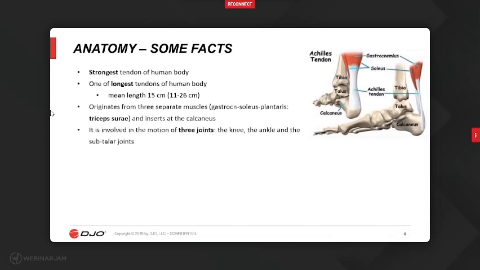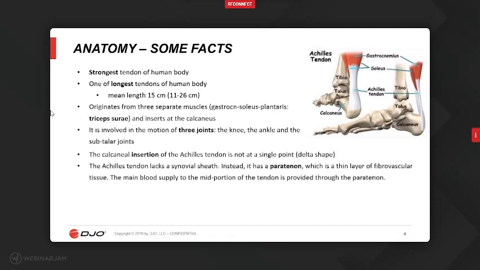It is involved in the motion of 3 joints, the knee, the ankle, and the subtalar joints. And the calcaneal insertion of the Achilles tendon is not a single point, it has a delta shape. Then the Achilles tendon lacks a synovial sheath. Instead, there is the paratenon, which is a thin layer of fibrovascular tissue.